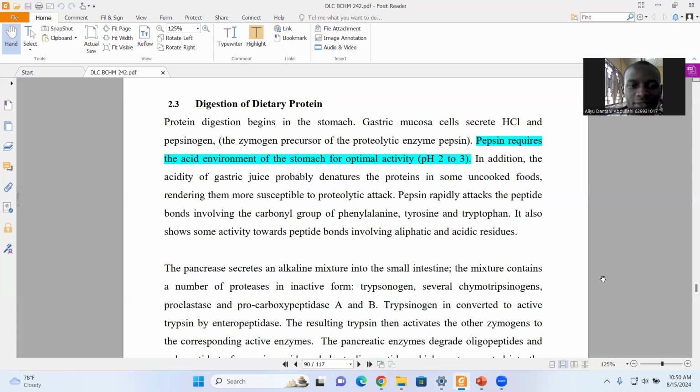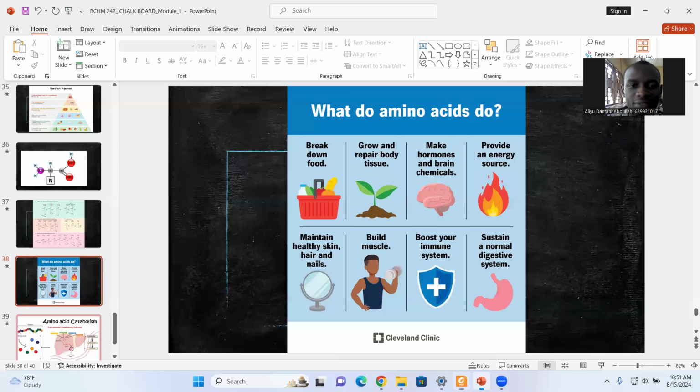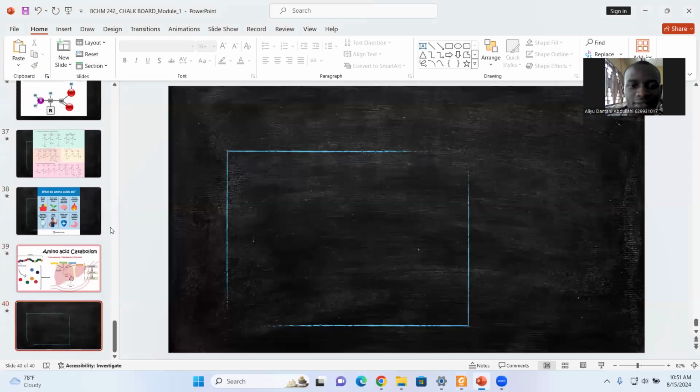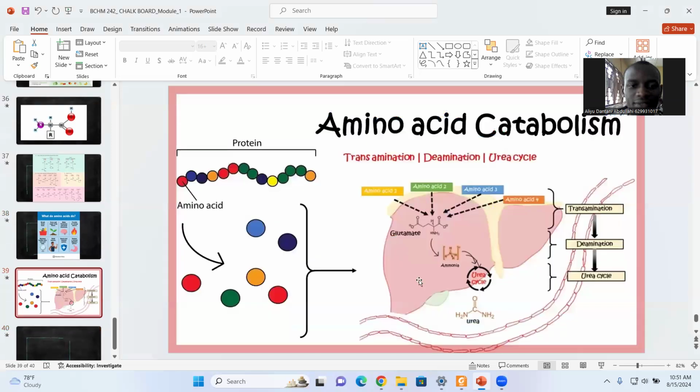Okay. Pepsin rapidly attacks peptide bonds involving the carbonyl group of phenylalanine, tyrosine, tryptophan. Now, before we start talking about this, I think it's worth showing. I should show you the picture of amino acids. You see, ammonia, glutamate, okay?